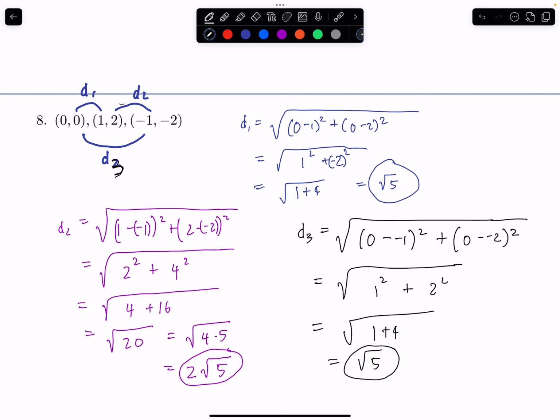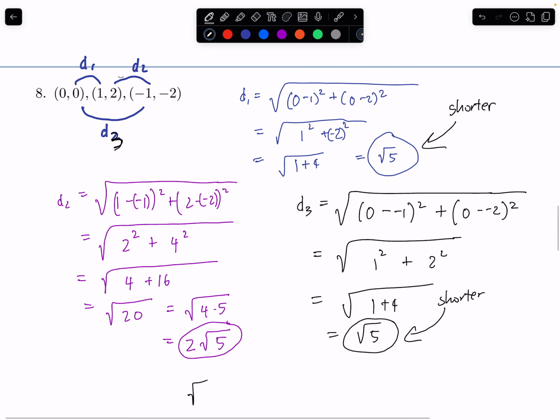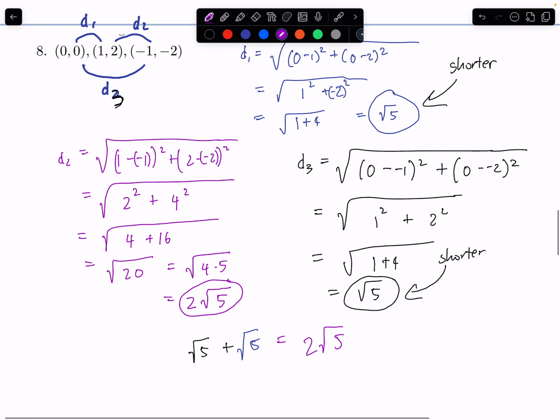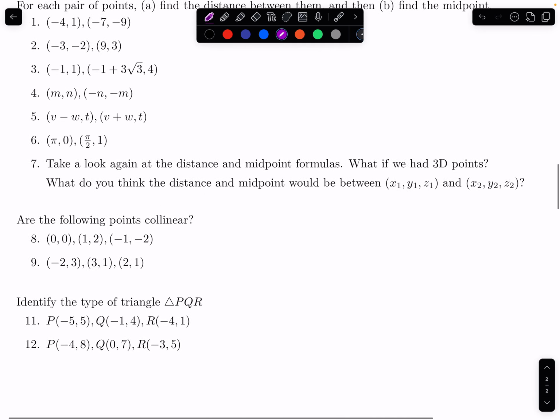Okay, so which ones are my shorter ones? Turns out this is one of the shorter ones. This is another one of the shorter ones. Shorter, we'll say shorter. And then square root of 5 plus the square root of 5 is equal to 2 square root of 5. So it is exactly equal, which means they're collinear.